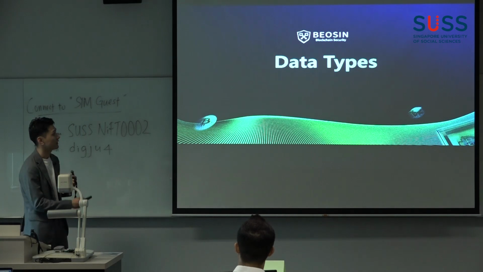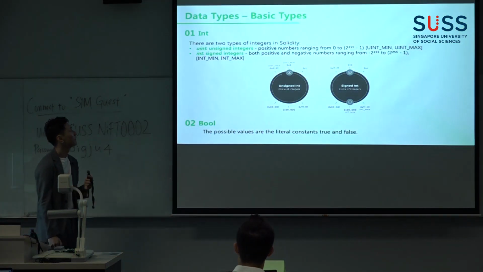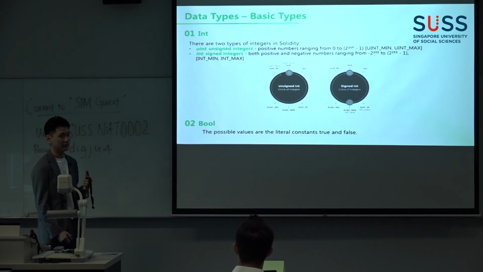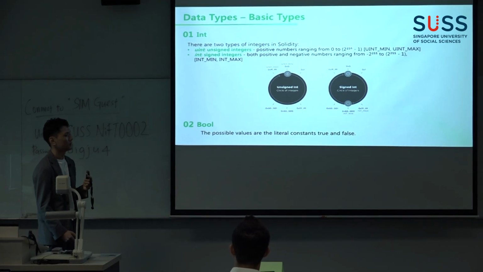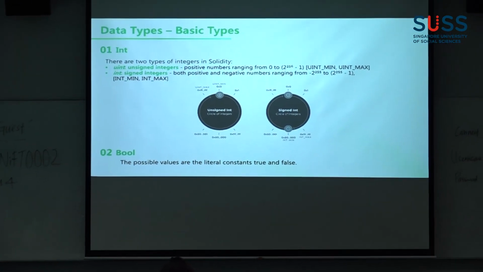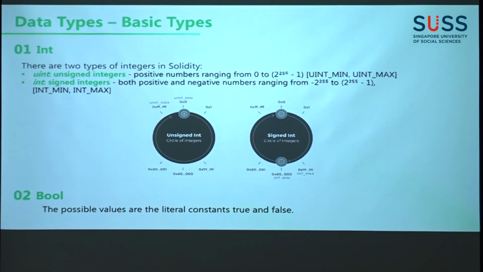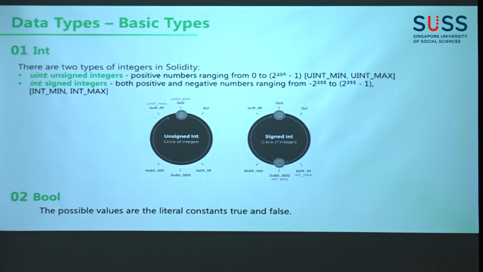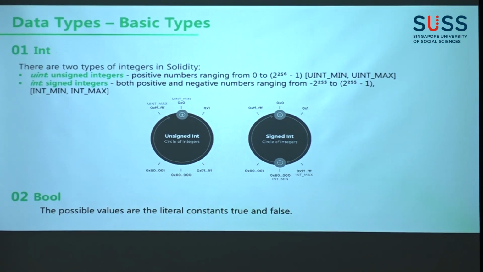Okay, let's talk about data types. First, the most important thing is integers. There are two types of integers in Solidity: unsigned integers and signed integers. Unsigned integers are non-negative numbers ranging from 0 to 2 to the power of 256 minus 1. For the signed integer, because we need to store the sign, whether the number is positive or negative, the maximum number is 2 to the power of 255 minus 1.